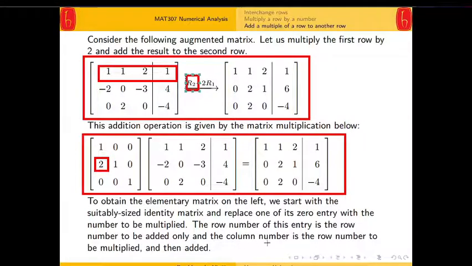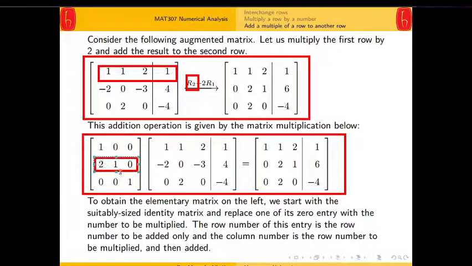Okay, and the column number is the row number to be multiplied and then added. Okay, which row will be multiplied and added? The row number 1. So number 1 will be the column number of this entry. That means we are changing the 0 at the position on the second row and first column. Okay, so if you do quite a few examples with this operation, you can easily understand or intuitively see where it's going.